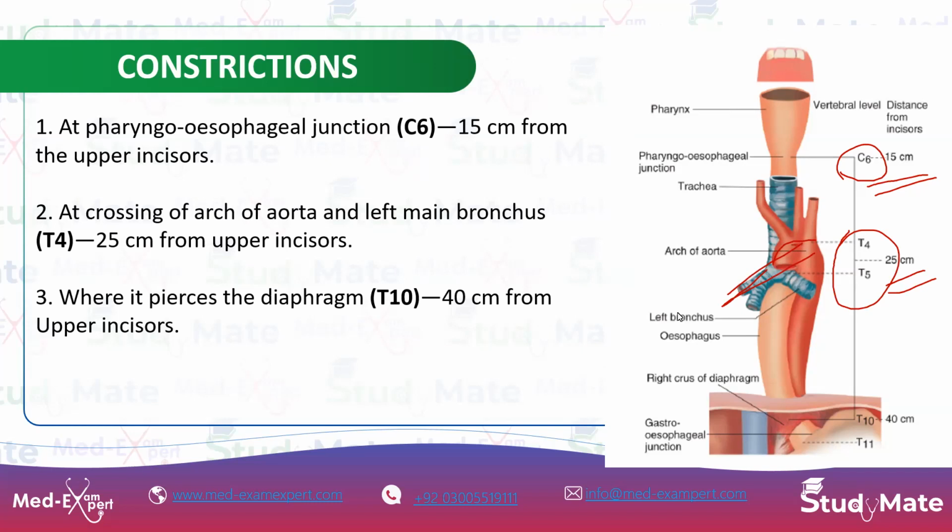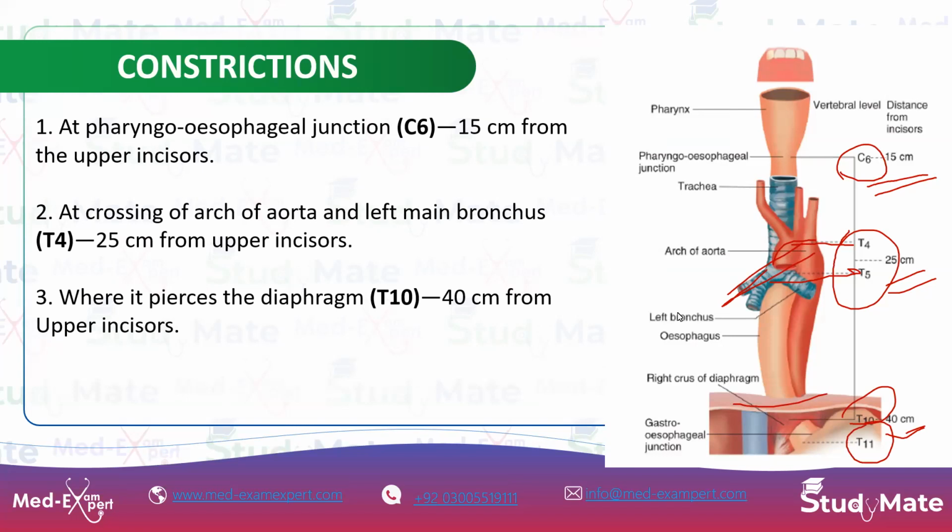Arch of aorta crosses at T4, whereas the left main bronchus बिल्कुल उसके साथ नीचे होता है at the level of T5. And third constriction is at the level of T10, जहाँ पे esophagus diaphragm को cross कर रहा होता है. This is approximately 40 centimeter from the upper incisors. और esophagus enter होता है stomach में at the level of T11.